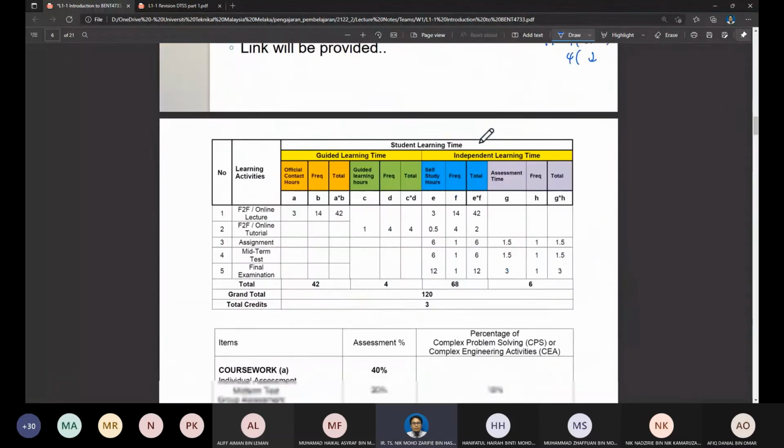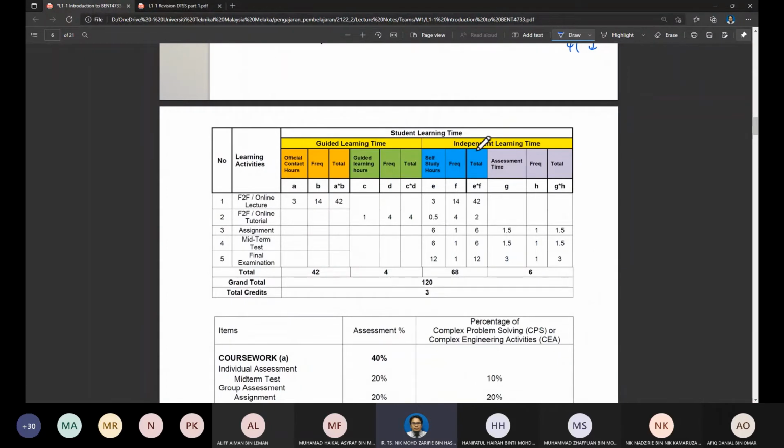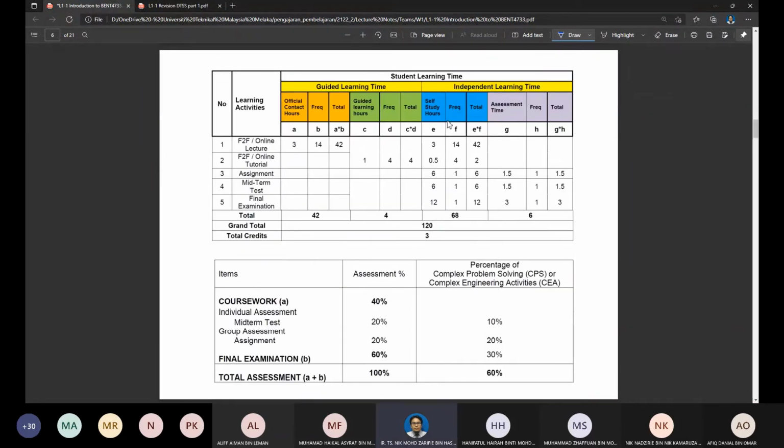Okay, these are the ones we mentioned earlier. So there will be 14 times of 3 hours of meetings between me and you. And there will be 4 times of meetings for the tutorial session. Maybe not this week, could be next week or the week after. Okay, so the assignment, midterm, and so on.